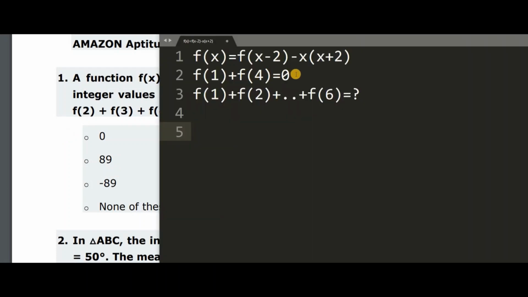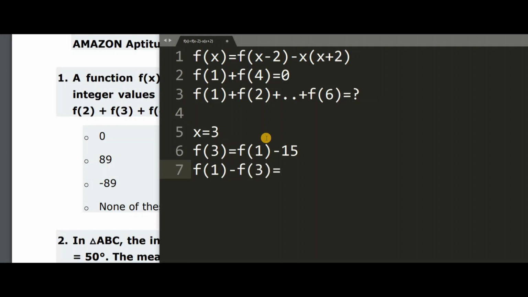So they have given these two conditions, f(x) = f(x-2) - x(x+2) and f(1) + f(4) = 0. So let's begin the solution. Let us take x = 3. Then the function will become f(3) = f(1) - 3 into 5, which is 15. So we can write this equation as f(1) - f(3) = 15.